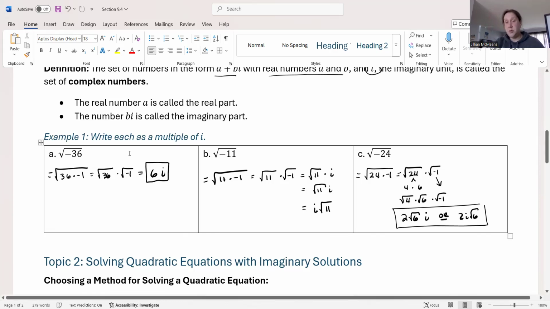So for this, make sure you understand what the imaginary unit is. Make sure you understand why we have it, and then know how to simplify an expression and rewrite it with i in the answer.